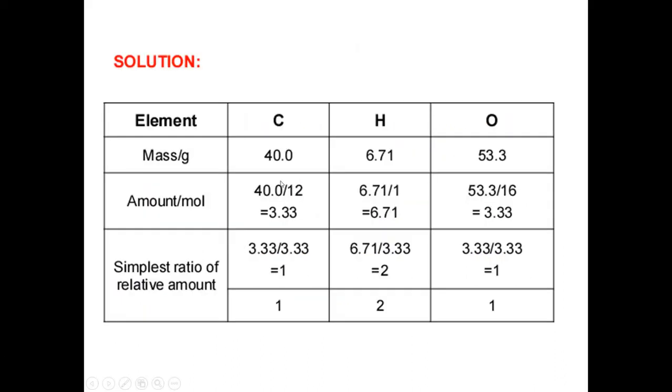Okay, first step, you need to write down the percentage. The percentage is already referring to the mass: 40%, 6.71%, 53.3%. And the amount of moles of the element is equal to mass over molar mass. For carbon, the molar mass is 12, then you get 3.33. Here is 6.71 divided by the molar mass of hydrogen, which is 1. You get 6.71. And here is oxygen. The mass is 53.3 divided by 16, the molar mass. Then you get 3.33. And here you get the ratio 1, 2, and 1.